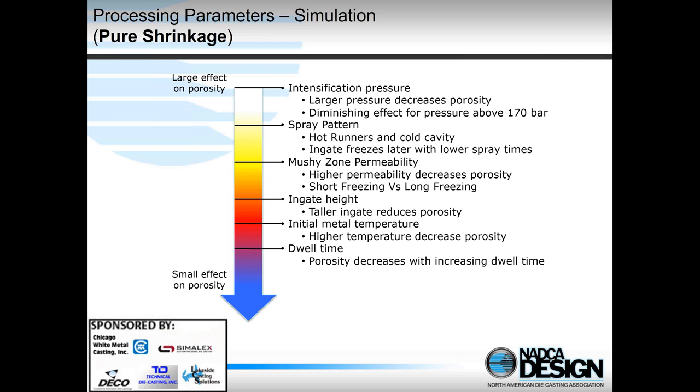The third one down, we're calling it here on this chart mushy zone permeability, but basically we're going back to alloy design. As we talked about earlier, the alloy composition can have a big impact on the freezing range. That's going to impact the solidification behavior, and that's going to impact the porosity, both in terms of the size of each individual pore and the distribution of the porosity throughout the casting. Then we get into in-gate design and some other things that tend not to have such a big impact as the first three I talked about above.